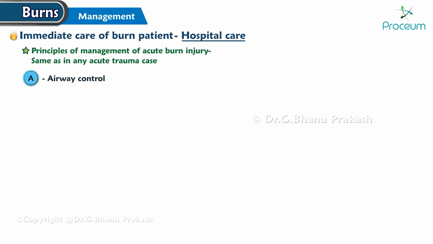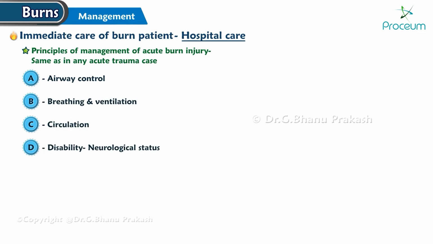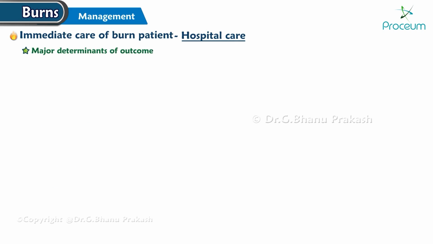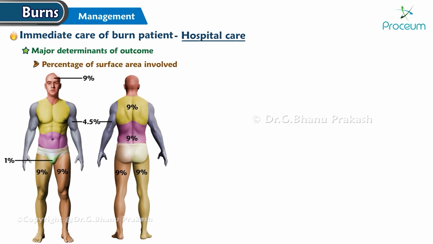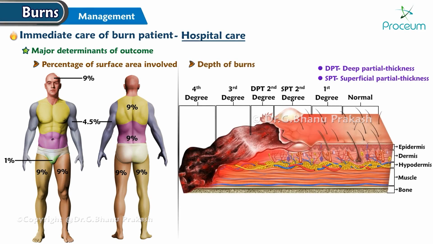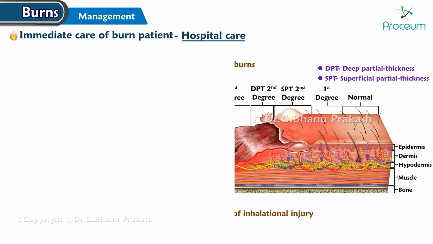A. Airway control. B. Breathing and ventilation. C. Circulation. D. Disability, to evaluate neurological status. E. Exposure with environmental control. F. Fluid resuscitation. Major determinants of the outcome of a burn: percentage of surface area involved, depth of burns, and presence of inhalational injury.